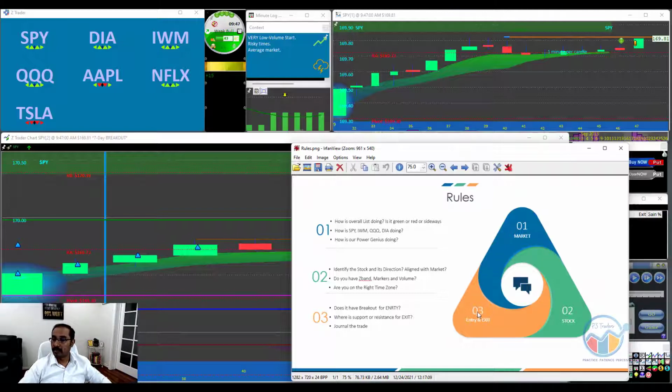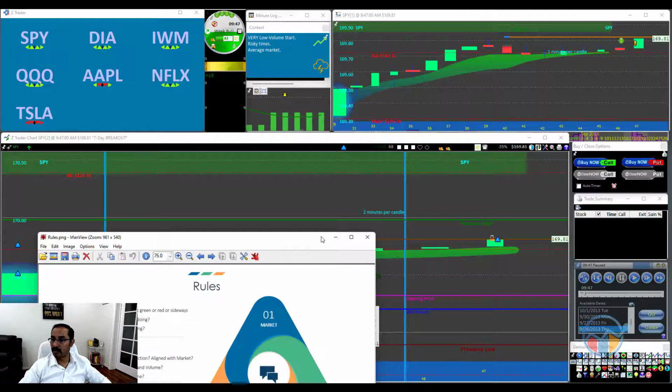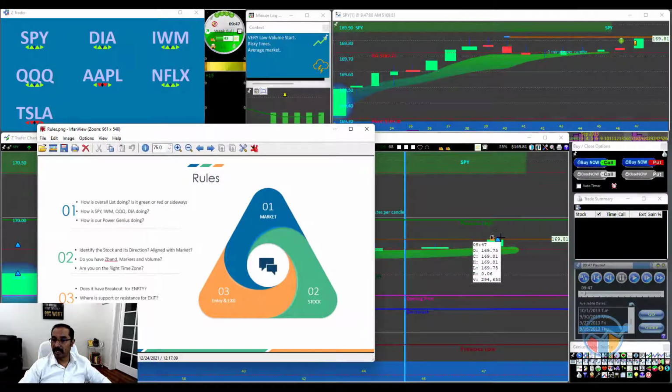The third point would be the entry and exit. For entry, you see what the breakout is, right? This is a typical breakout going to happen here for SPY. This is a line, and it's breaking out here. That is a breakout. So am I entering with the breakout? There is no volume here. When you see some volume, you can see some volumes coming after here. So if you have the volume and you have a breakout, yes, I will be entering when it breaks out.